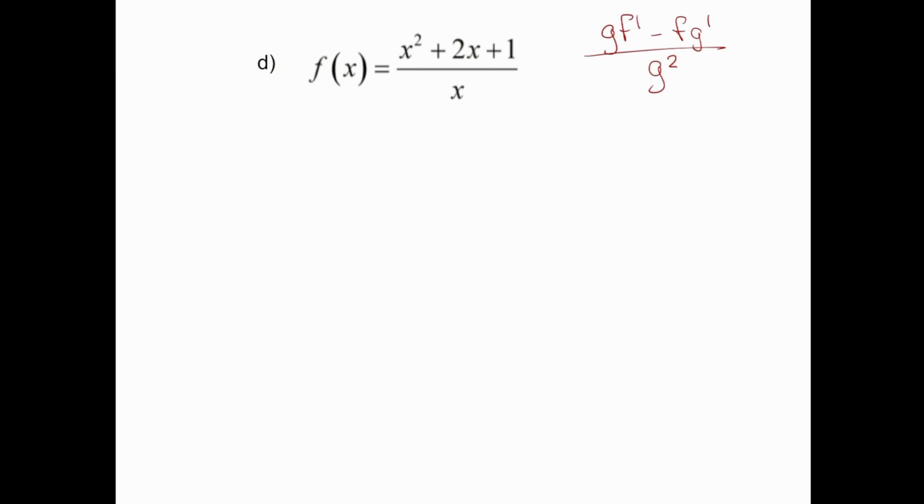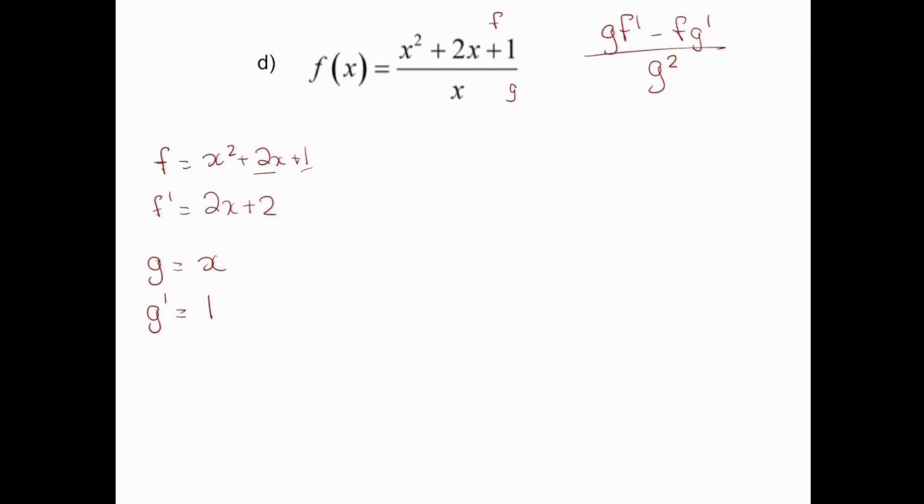Okay, so hopefully you've given it a try. Let's break it down like we have been doing. So my top is F, my bottom is G. That's just how I'm keeping it straight. So my top is going to be x squared plus 2x plus 1. My derivative of that is 2x plus 2. Power rule again, constant rule is 0. On the bottom, I just have x, and my derivative of x is just 1.